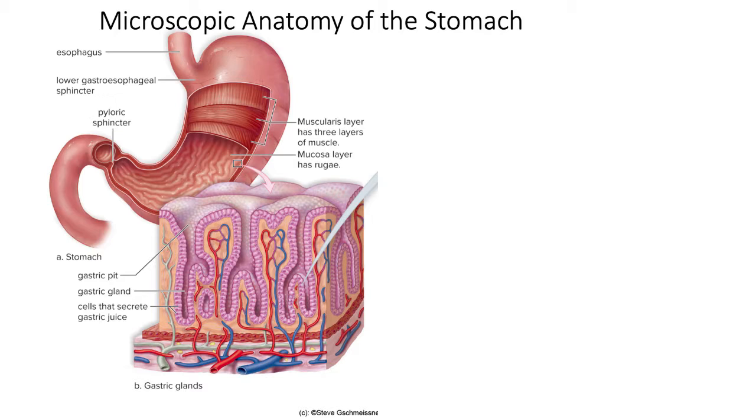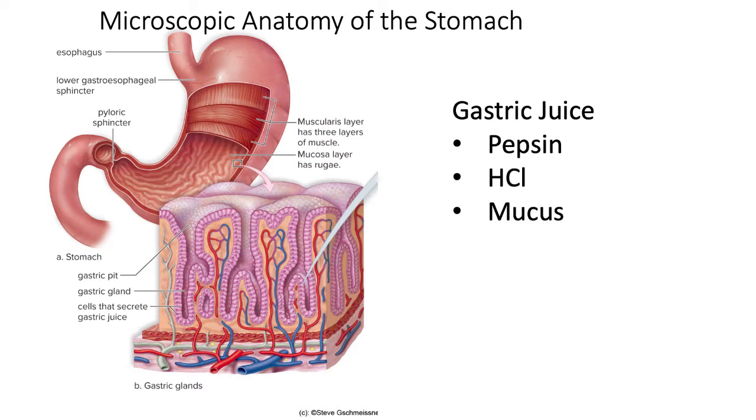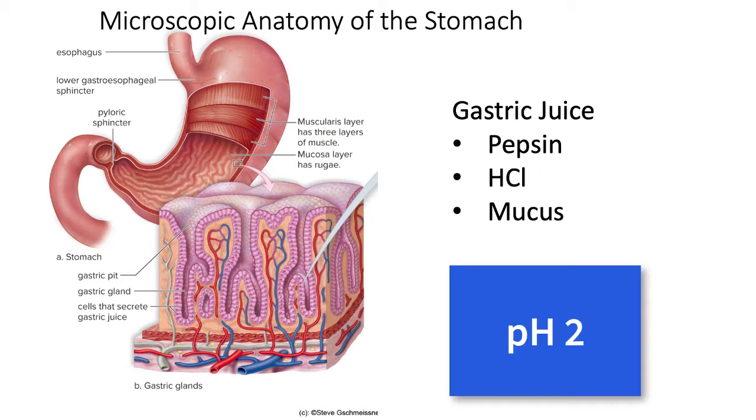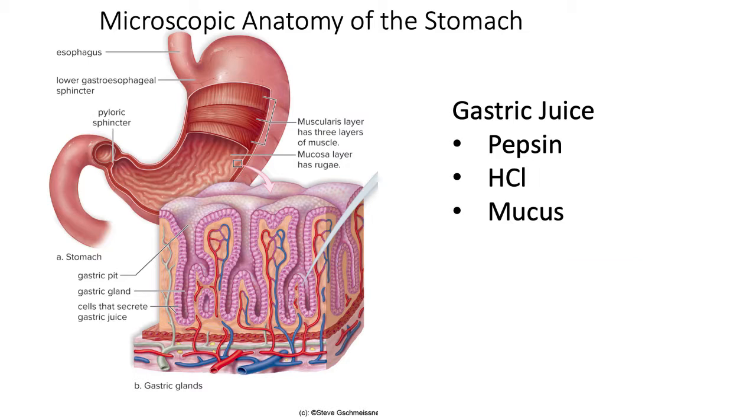The mucosa of the stomach invaginates into deep pits called gastric pits. Within the gastric pits are gastric glands, which produce gastric juice. Gastric juice is made up of an enzyme called pepsin, which digests protein, hydrochloric acid, and mucus. The hydrochloric acid causes the stomach to be very acidic with a pH of about 2. This is protective for us as it helps kill off bacteria present in food.